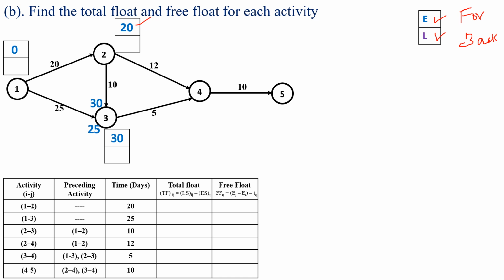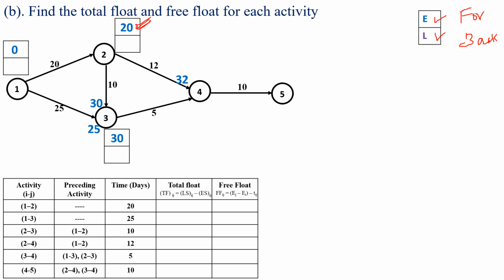Next we have to look at the activity 2 to 4. Here also it is the same thing. Event 4 is the merge event for the activities 2 to 4 and 3 to 4, so the earliest finish time at event 4 is the maximum of the earliest finish times of the activities 2 to 4 and 3 to 4. For the activity 2 to 4, the start time is 20 at the event 2 and the finish time will become 20 plus 12, which is equal to 32.